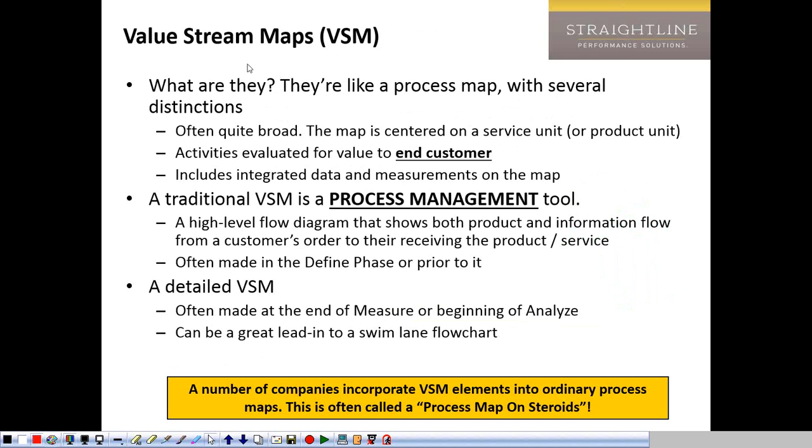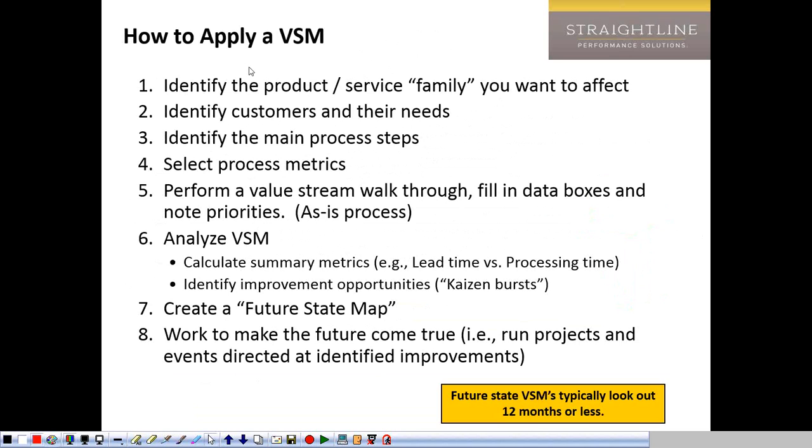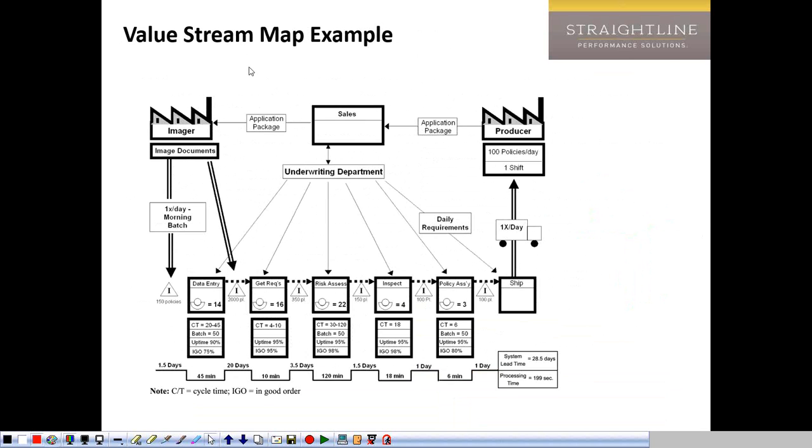Okay, the first thing is the value stream map, and let's just walk into it whole hog. Here are some instructions on how to do it, but let's just take a look at a picture. This is a value stream map. Oh my God, it looks really complicated, and it sort of is, but sort of isn't. So let me break down what this is. Some people like to call this a process map on steroids, but it's really not that bad.